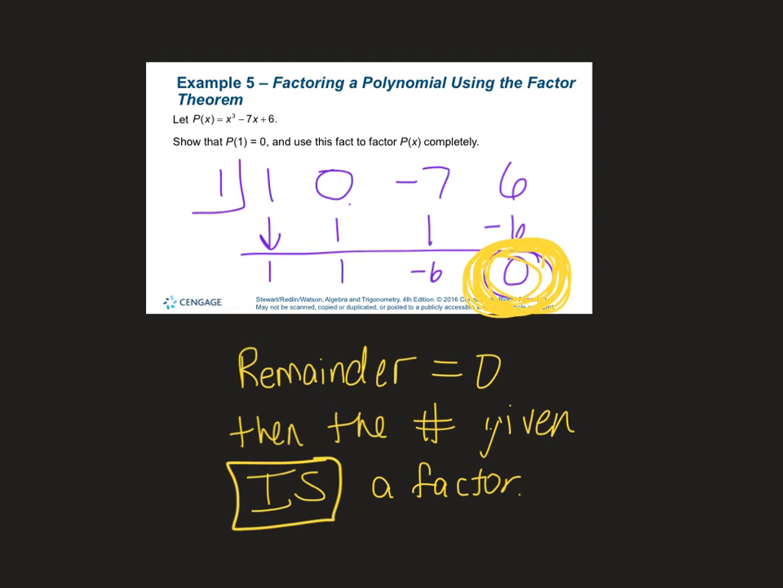All right? So when they say remainder theorem, they mean, what's the remainder? If they say is something a factor, then the remainder has to be 0. Does that make sense?